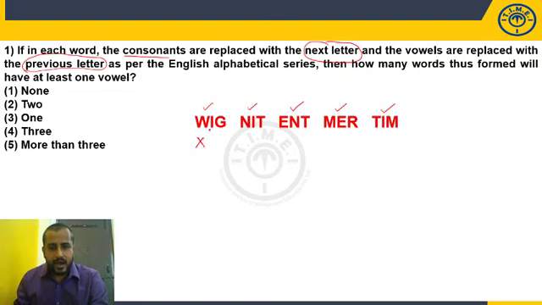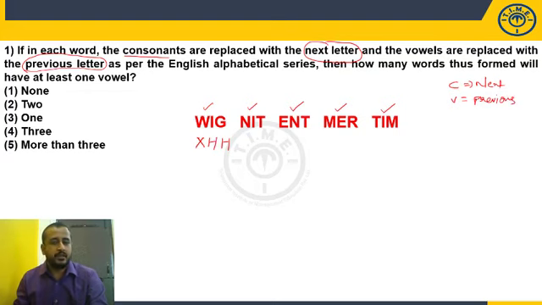Fine. Now I is a vowel. If it is a vowel, vowels are replaced with the previous letters. So what is the previous letter to I according to the English alphabet? H. And G is a consonant. So what will be next? H. Because consonants are replaced with the next letters. Consonants are replaced with next letters, and vowels are replaced with the previous letter according to the English alphabet.